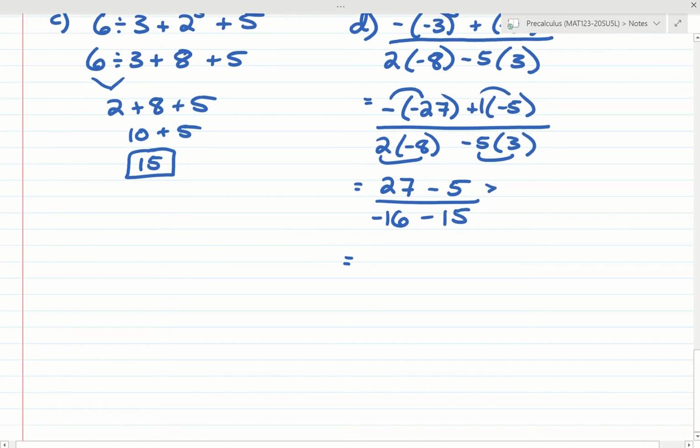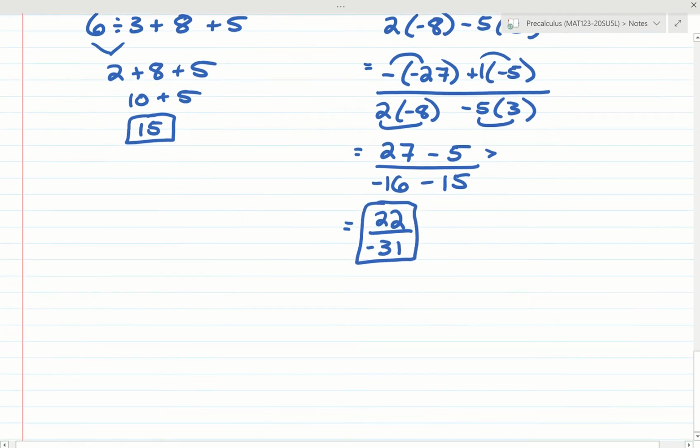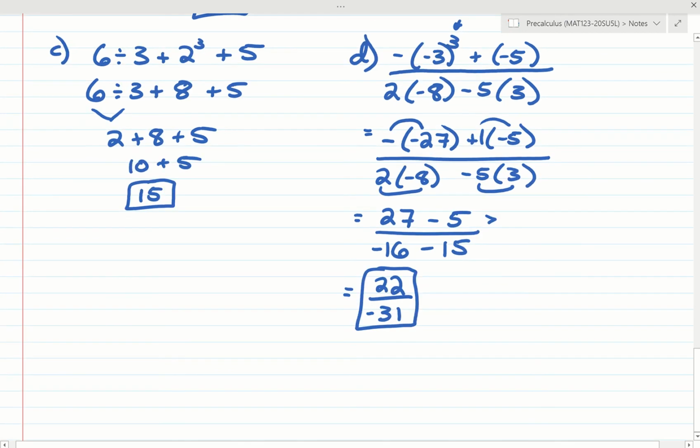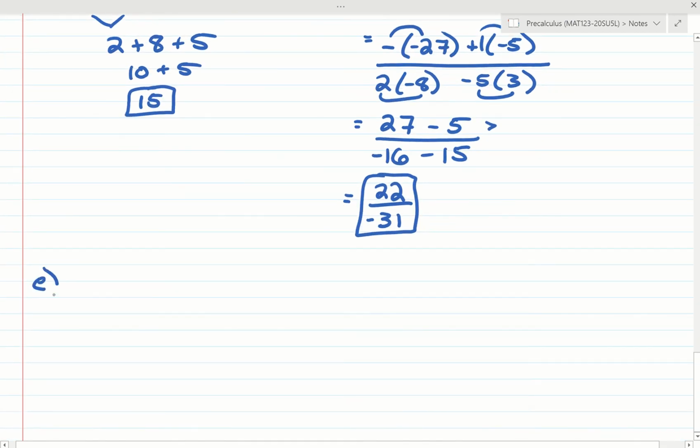So now let's do the numerator. 27 minus 5 is 22. Negative 16 minus 15 is negative 31. And we can't simplify that anymore. So let's go to the next example.